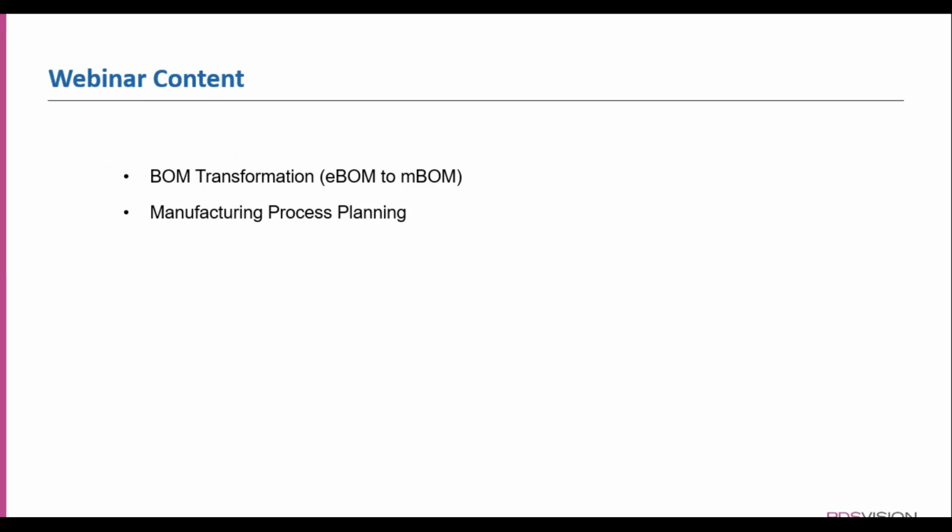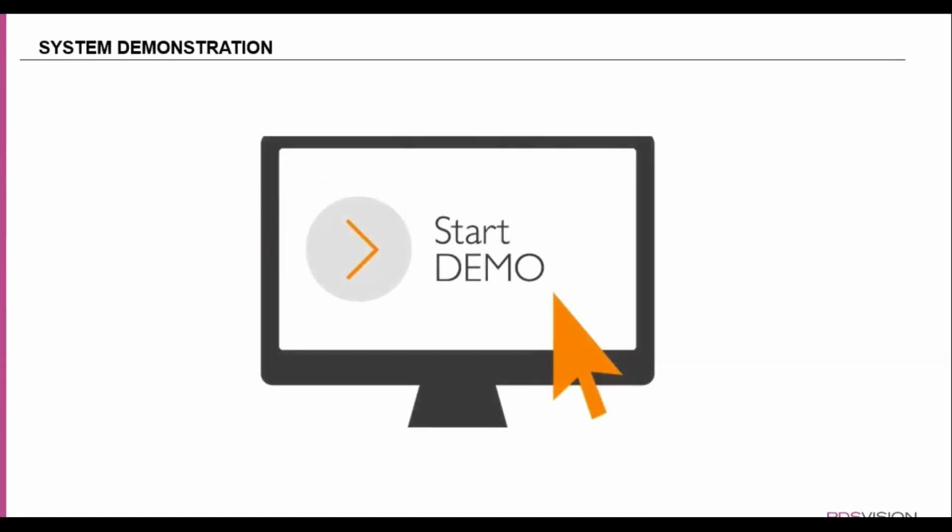To see an overview of this, in the webinar, we will be having a demo of the same functionality. One will be the eBOM to mBOM transformation, which will be done using the BOM transformer window. And then we will be having the process planning, that means creating a process plan for the bill of material. So I will start the demo now.